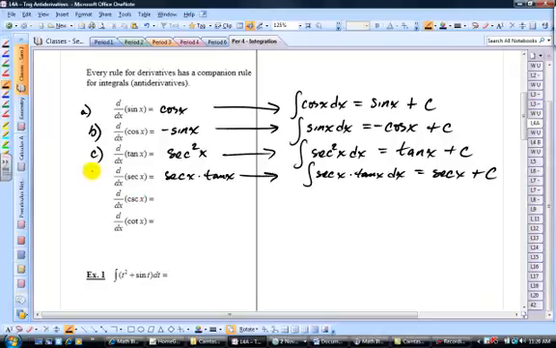Now, be careful on this one. It starts with a C. What's the derivative of cosecant x?